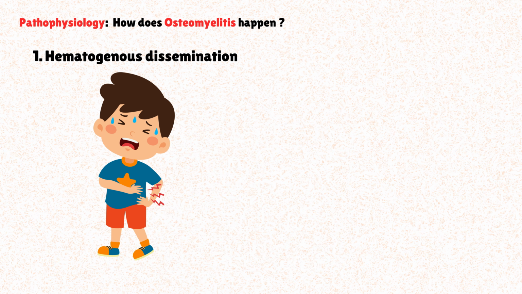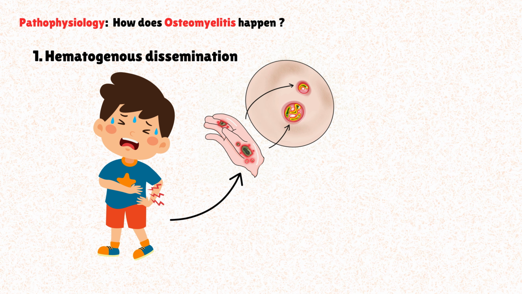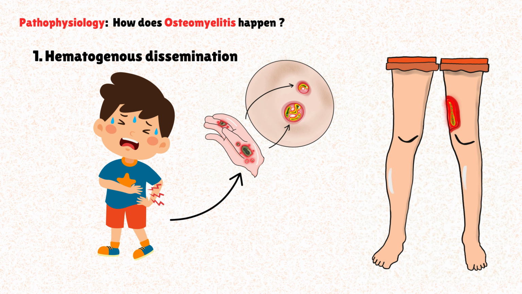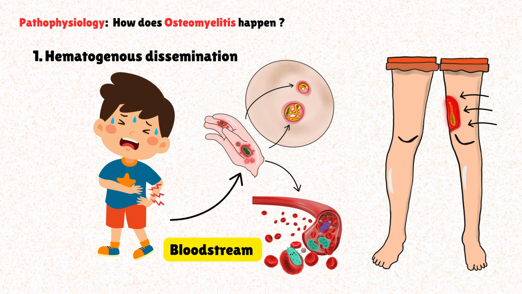Picture a 5-year-old boy who just had a nasty skin lesion on his arm. A week later, he starts limping and complaining of really bad pain in his thigh. What's likely happening here is bacteria from that skin infection traveled through his bloodstream straight to the fast-growing part of his femur, starting up that osteomyelitis.